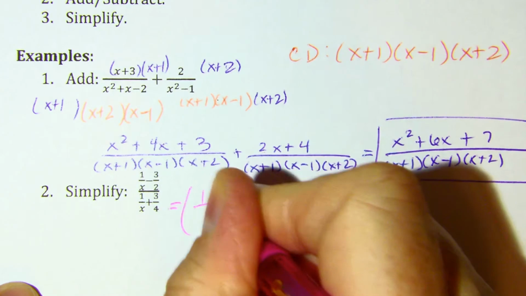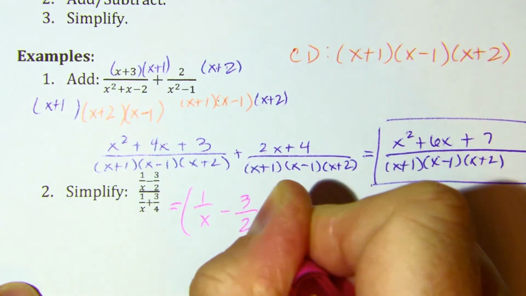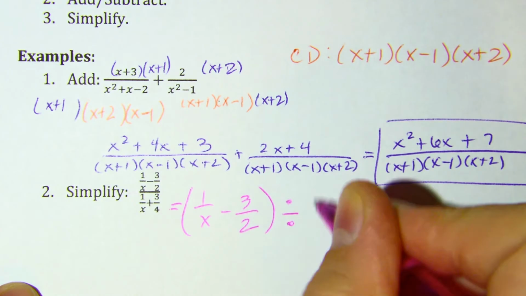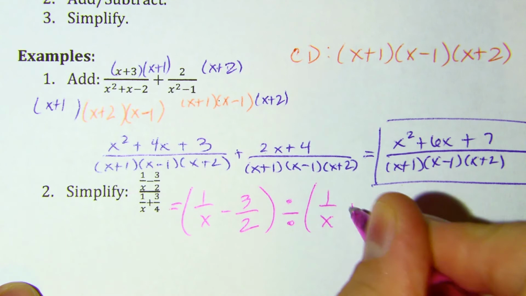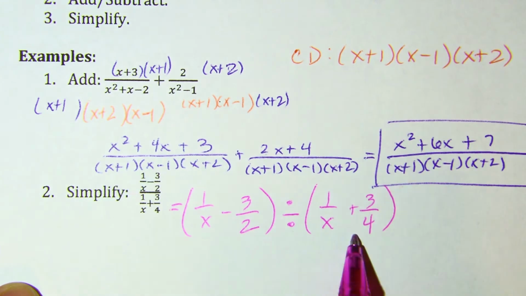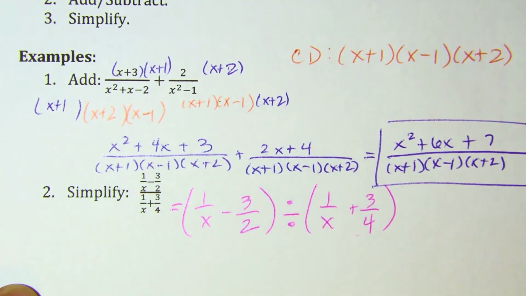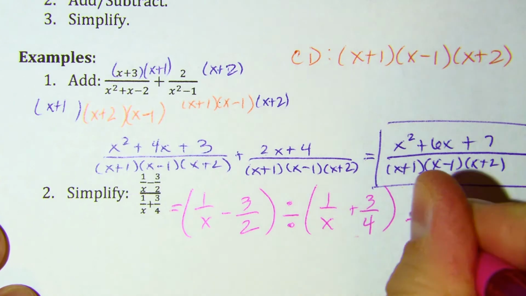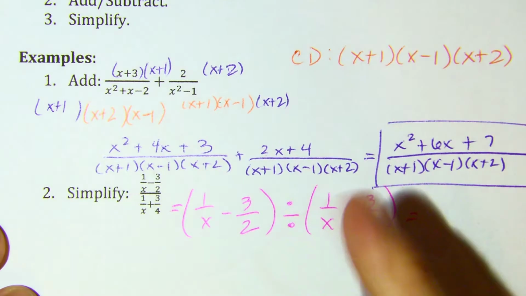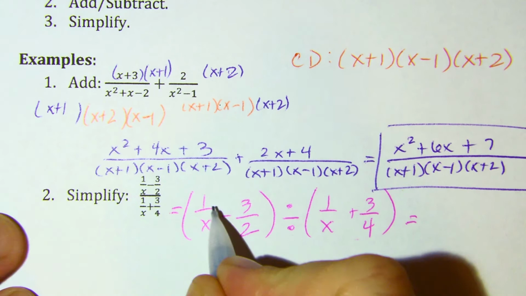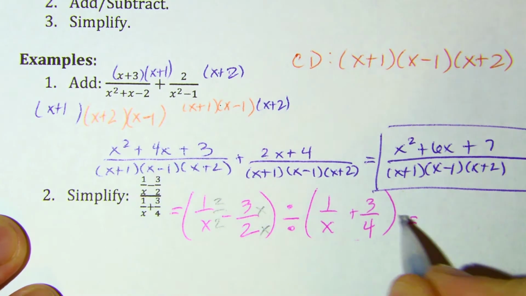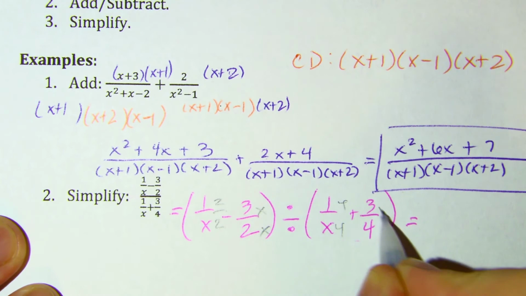So the top is 1 over x minus 3 over 2. And then we have that divided by the denominator. So this expression means the exact same thing of what you see here, but it looks less complicated. Now, following order of operations, we work inside the parentheses first. And in order to kind of work with this, I need a common denominator. So I'm going to multiply by 2 over 2 and x over x. And here I'm going to multiply by 4 over 4 and x over x.